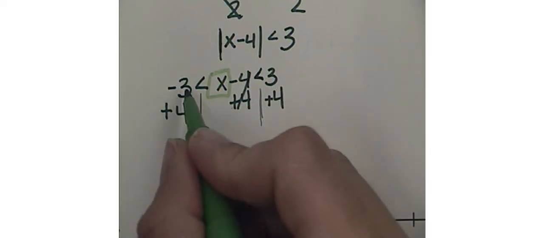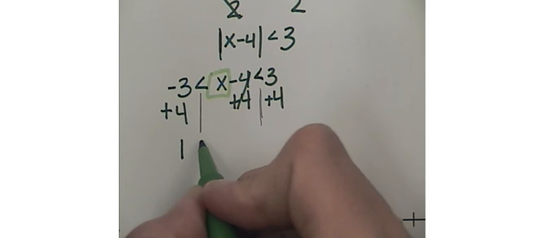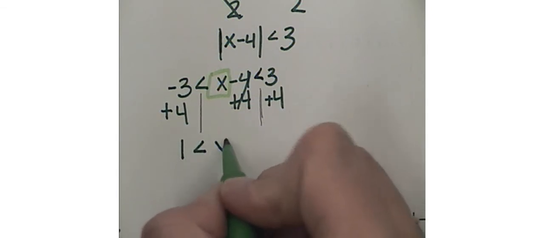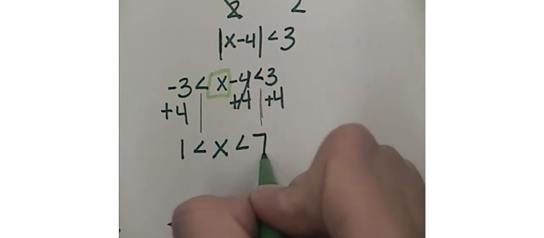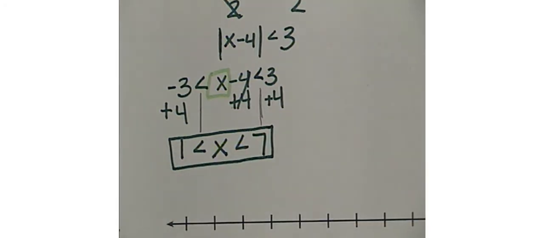So negative 3 plus 4 is 1. Bring down my sign and my x. 3 plus 4 is 7. X is all alone in the middle, so I know that that's my final answer.